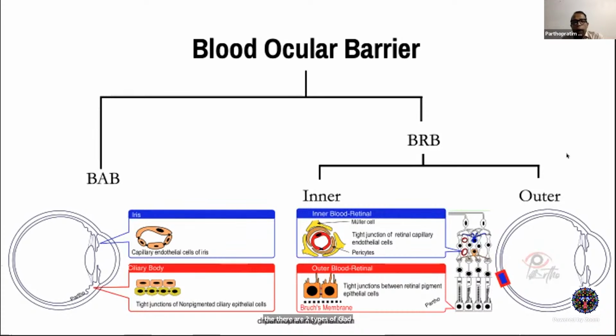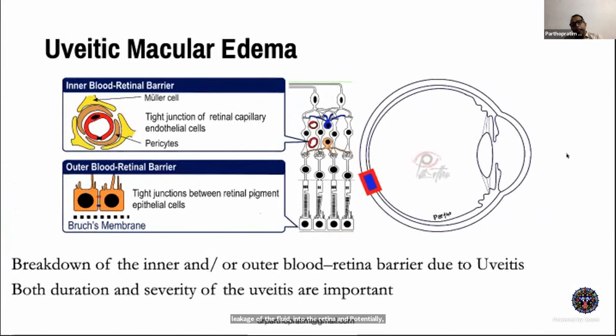The blood retinal barrier regulates the fluid and molecular movement between the ocular vascular beds and the retinal tissue. It is very important as it prevents the leakage of fluid into the retina and potentially harmful agents. The most important clinical implication of this is macular edema, which can be seen in uveitis also.